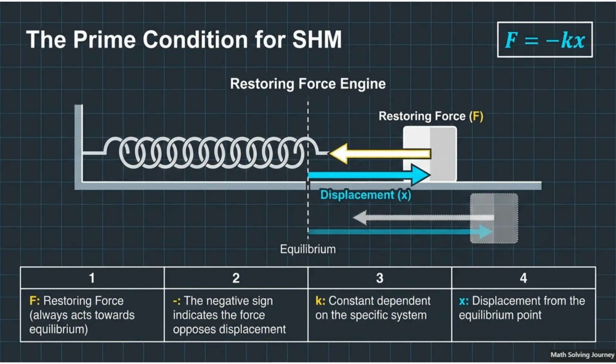The prime condition for simple harmonic motion, or SHM, is Hooke's law, F equals -kx. Here, the restoring force, F, is always directed towards equilibrium and is proportional to the displacement, x. The negative sign indicates the force opposes displacement.